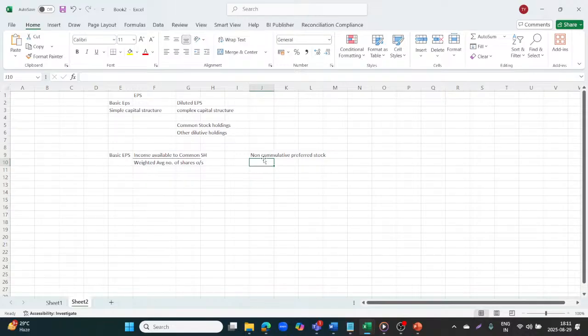If the dividend is declared on cumulative preferred stock, earlier we were talking about non-cumulative preferred stock, in this case the dividend will be deducted in that particular period. And if the preferred stock is cumulative, then whether the dividend is declared or paid, all the accumulated dividends for that particular period are only available to the preferred shareholders and not to the common shareholders. Then you will arrive at the income available.